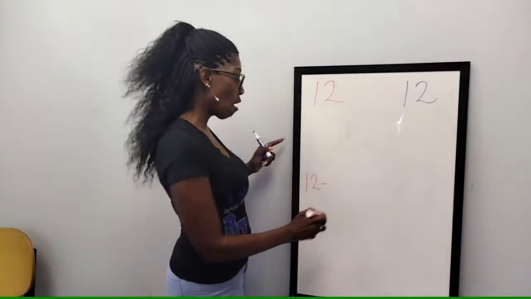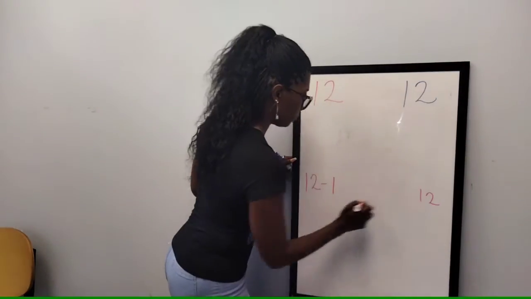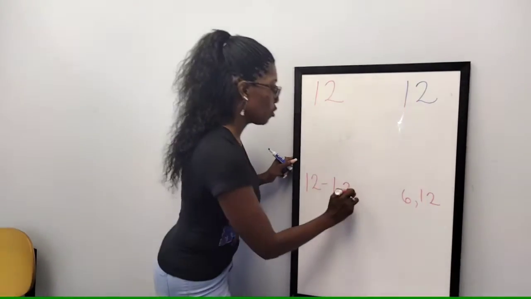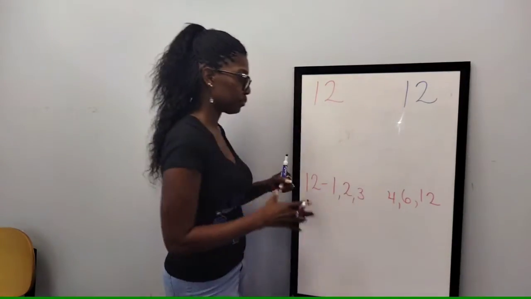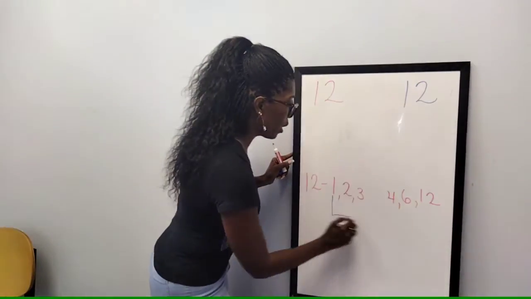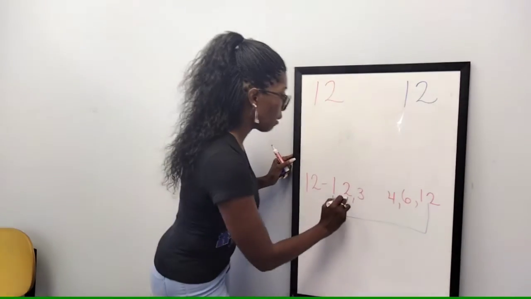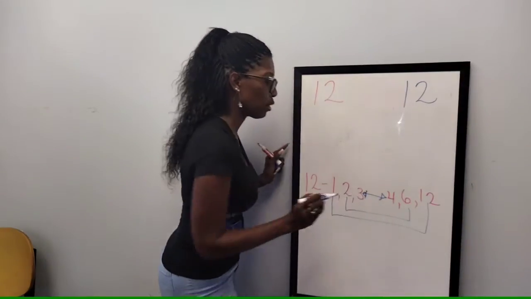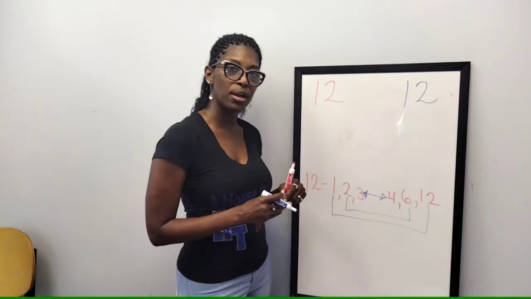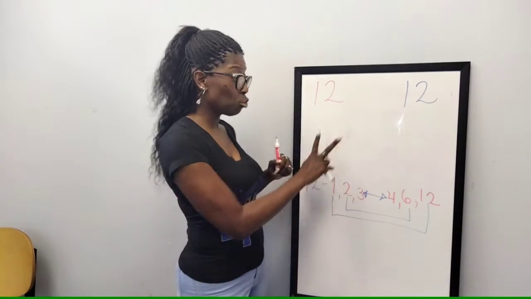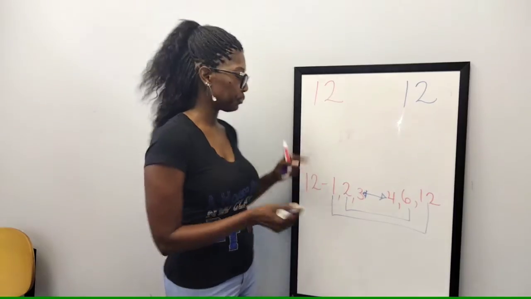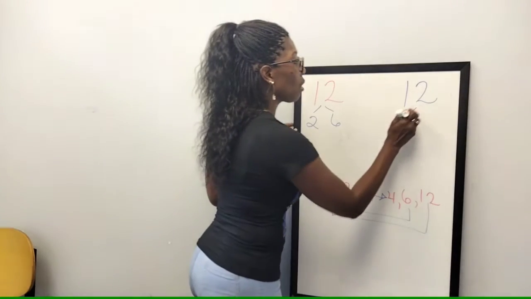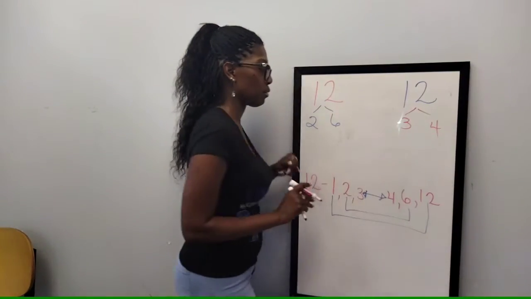The factors of 12 are 1 and 12, 2 and 6, 3 and 4. 1 times 12 is 12. 2 times 6 is 12. 3 times 4 is 12. So anytime we're looking for prime factorization, you need at least 2 of the factors to solve it. We're going to do 2 and 6 here, and we're going to do 3 and 4 here.